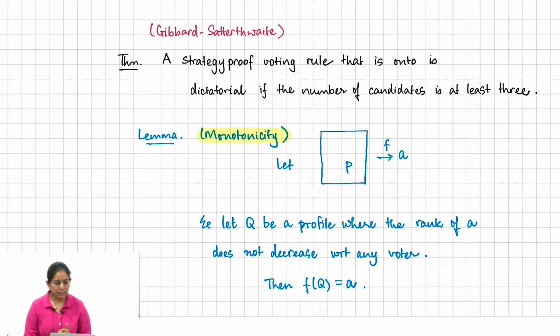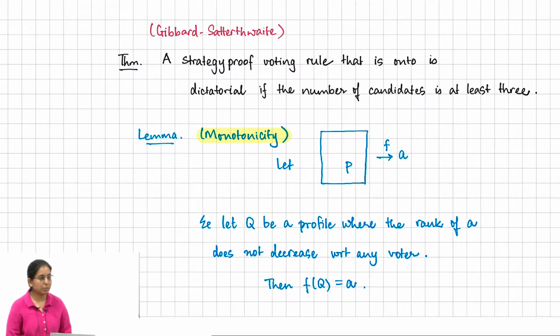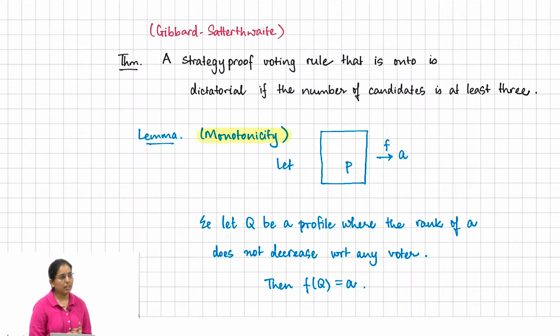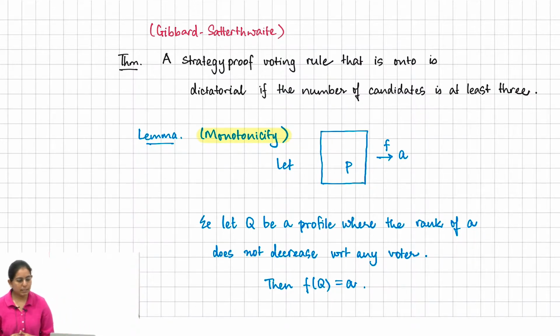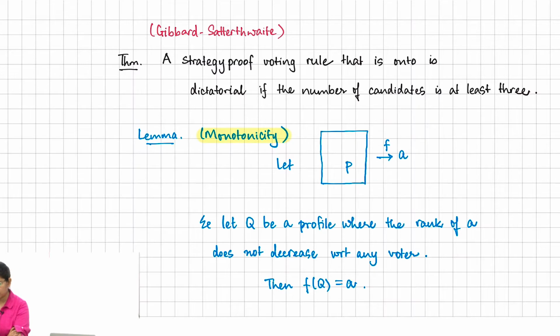But again, you can think of examples of mechanisms where this may not be true if these assumptions do not hold. So we are implicitly assuming that the mechanism is onto and strategy proof. I mean, I've not written it out, but that's what we have.